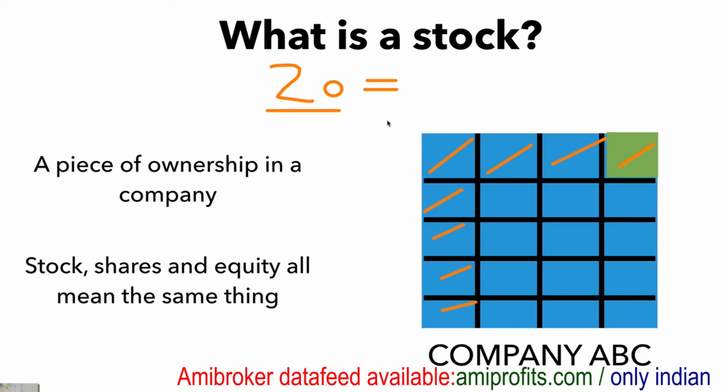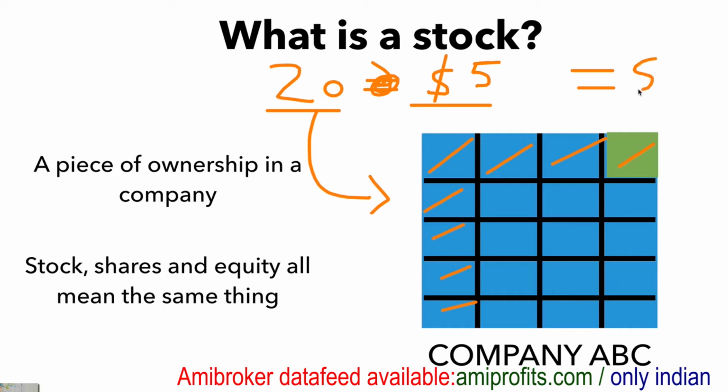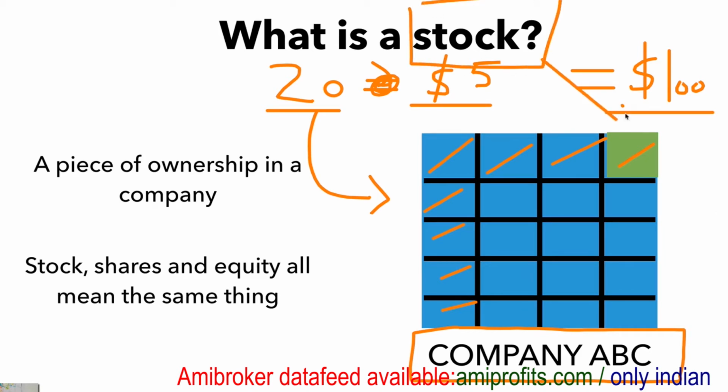Now, if company ABC has 20 shares, let's say each share is $5, right? If each share is $5 and company ABC has 20 shares, how much is the full company worth? Now, what you do in that situation is you multiply the shares, how many shares they have or how many pieces, by the share price, right? Which gives us $100. So what that means is if you want to buy company ABC 100%, you would have to pay $100.